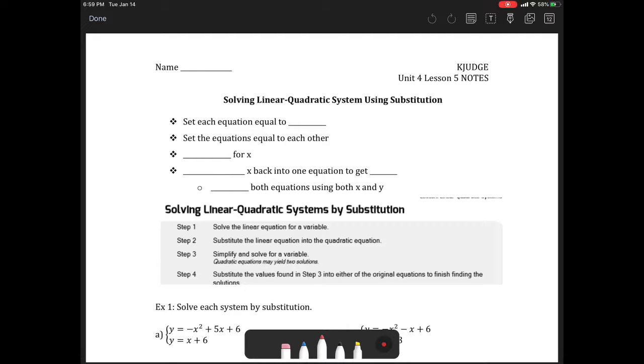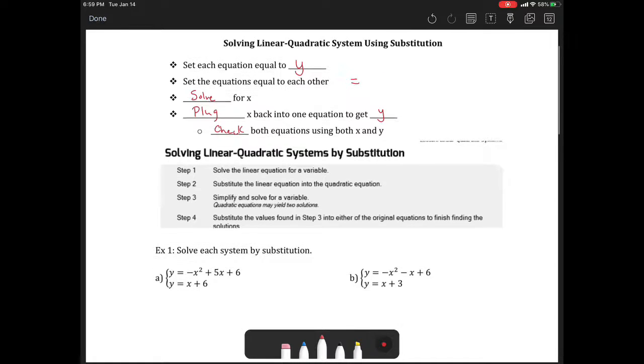So first thing that you're going to do is you're going to set each equation equal to y. From there, you'll set the equations equal to each other. So that means on either side of the equal sign. From there, you're going to solve for x. Once you finish that, you're going to plug x back into one of the equations to get y. Then you're going to check both equations using x and y. So the same kind of steps are sitting right here, just if you want a different verbiage.